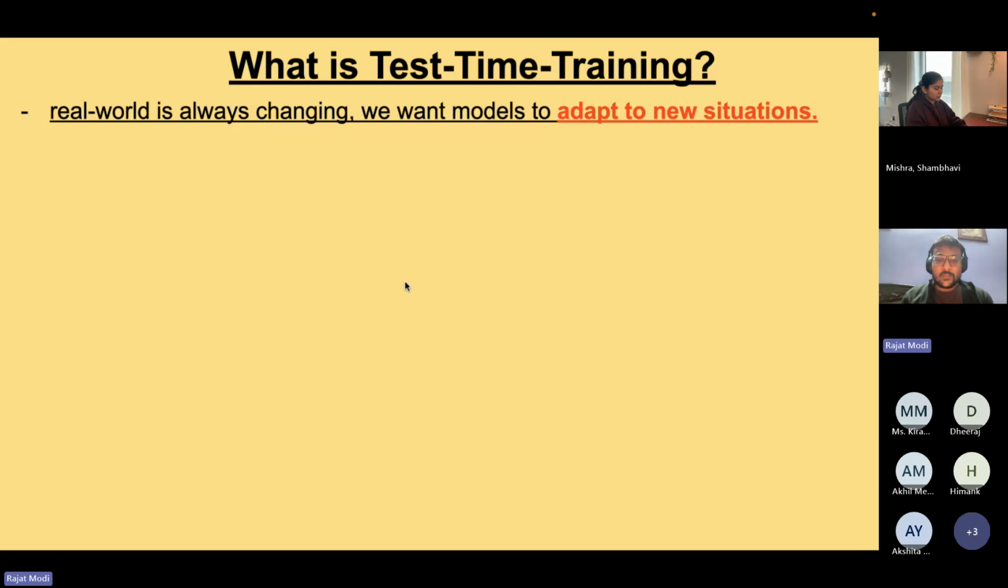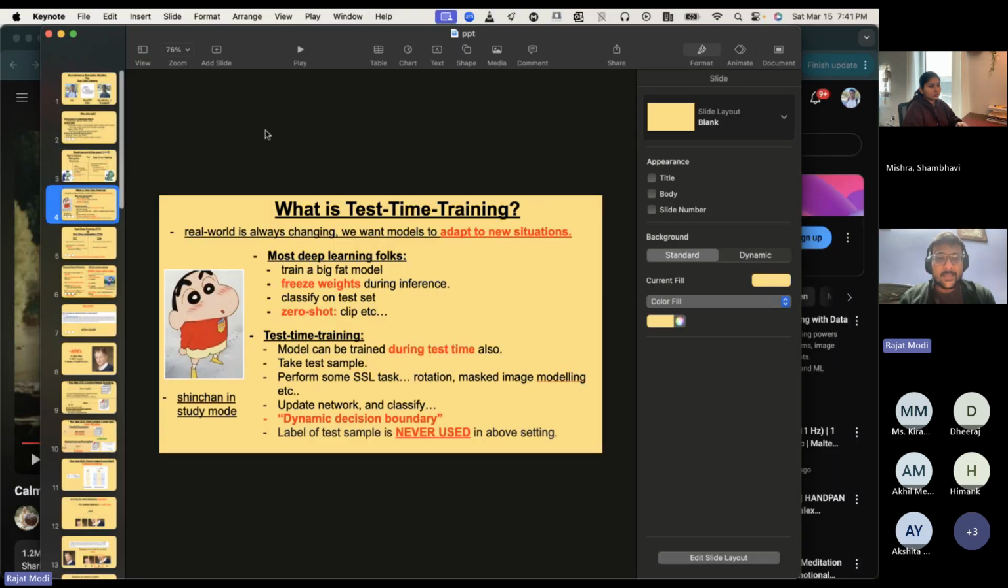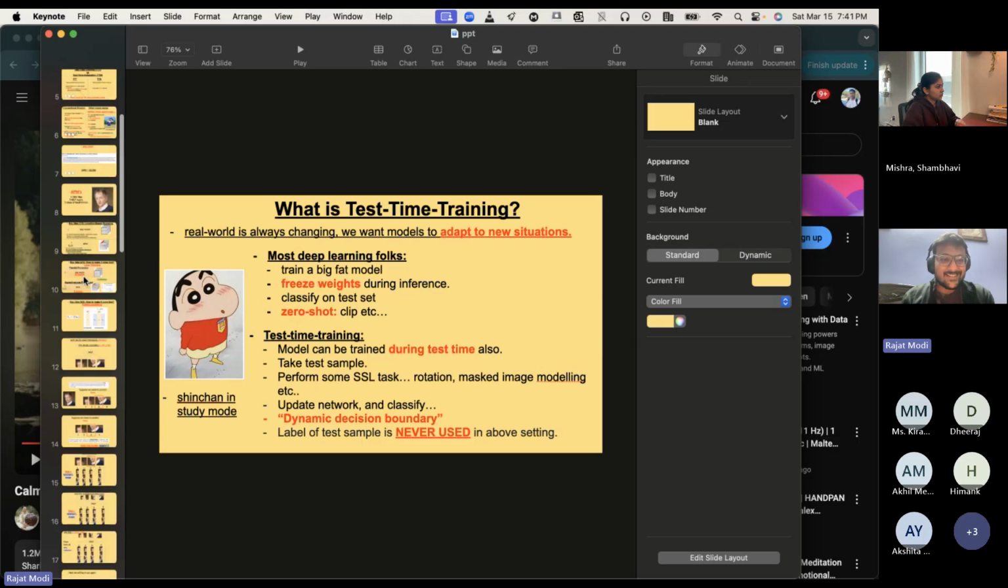So the first thing which we are interested in is knowing what is test time training. Shambhavi, please let me know if I'm going too slow, okay?